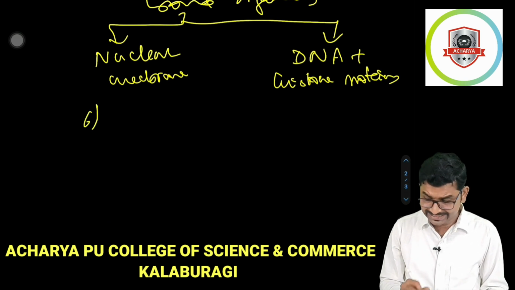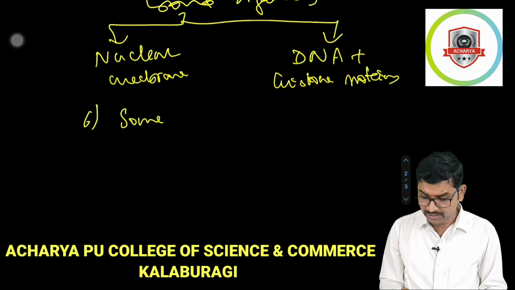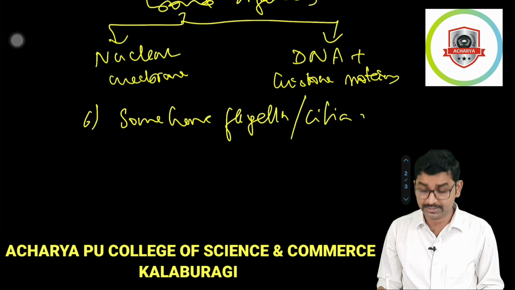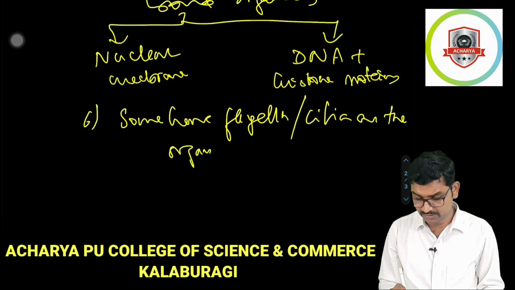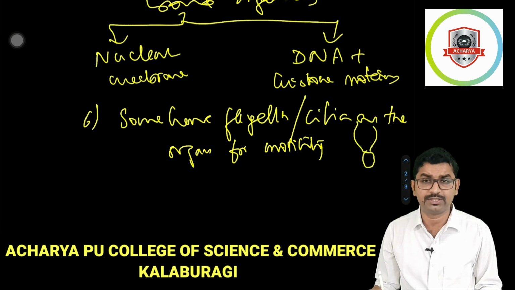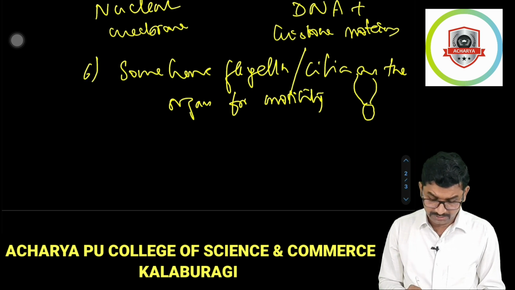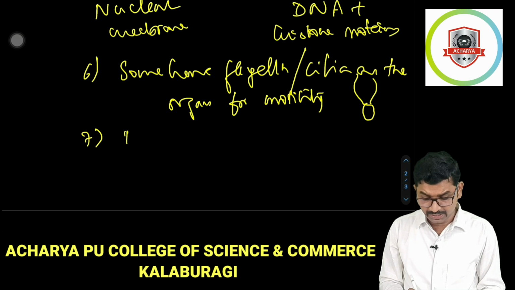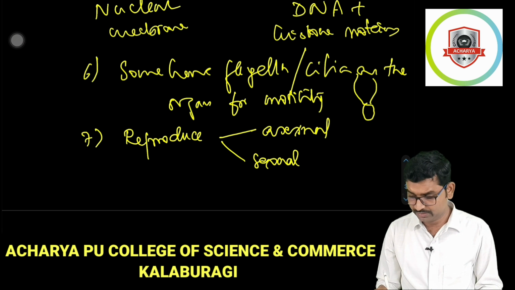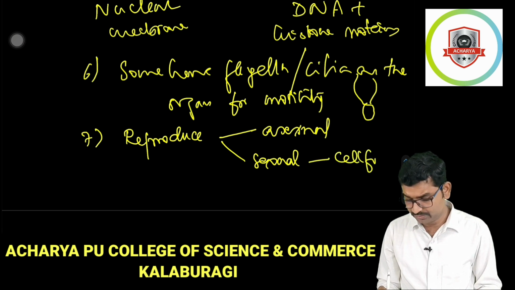All right. Then the sixth point, some have flagella or cilia as the organ for motility. All right, you can find they have a structure like this, flagella or cilia. Then the seventh important point is they reproduce both by asexual method and sexual method, by cell fusion and zygote formation.